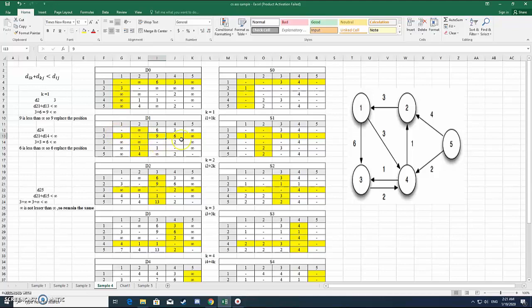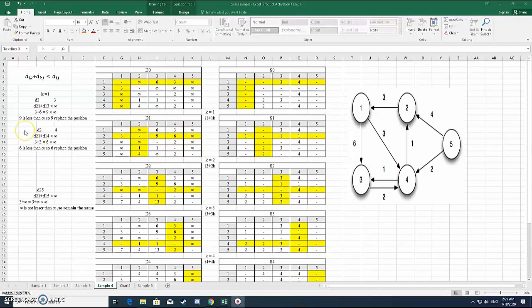Okay, so we need to put the 1 inside the same column of the S1 table, which is here. We need to put the number 1 here because this D2,3 is completed by iteration 1. So we need to put the 1 inside this S1 table.